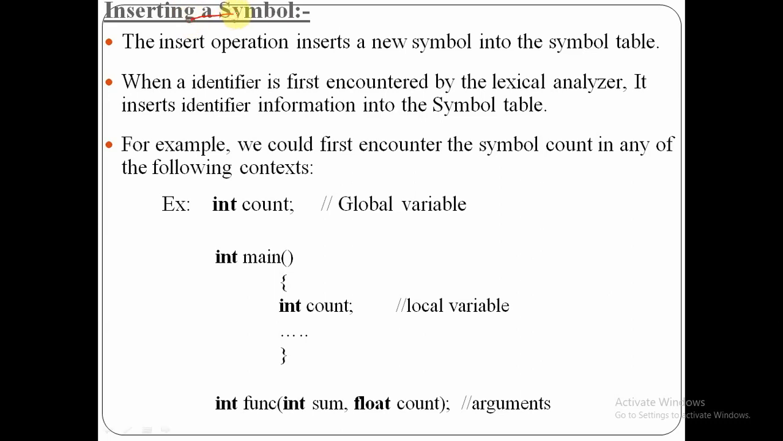Inserting a symbol into the symbol table. This insert operation allows us to insert a new symbol into the symbol table. When an identifier is first encountered during lexical analysis, the compiler inserts that identifier's information into the symbol table. For example, take this code.